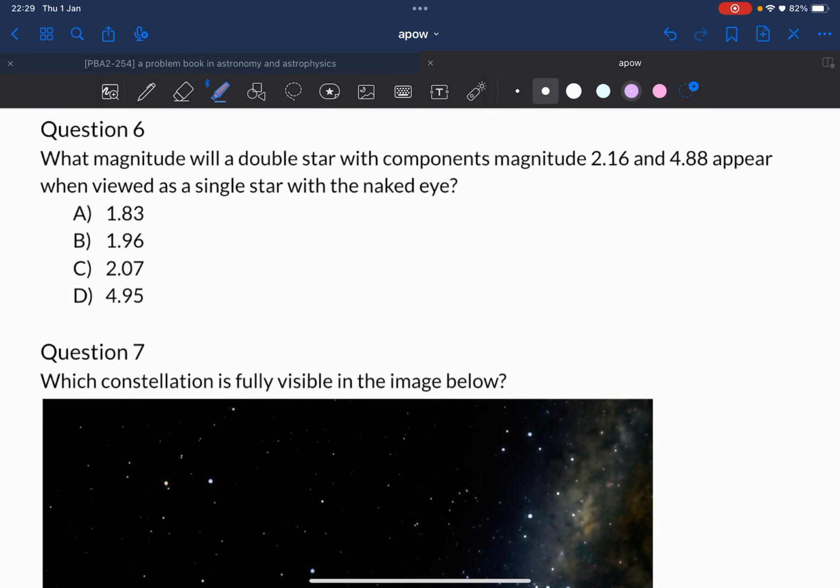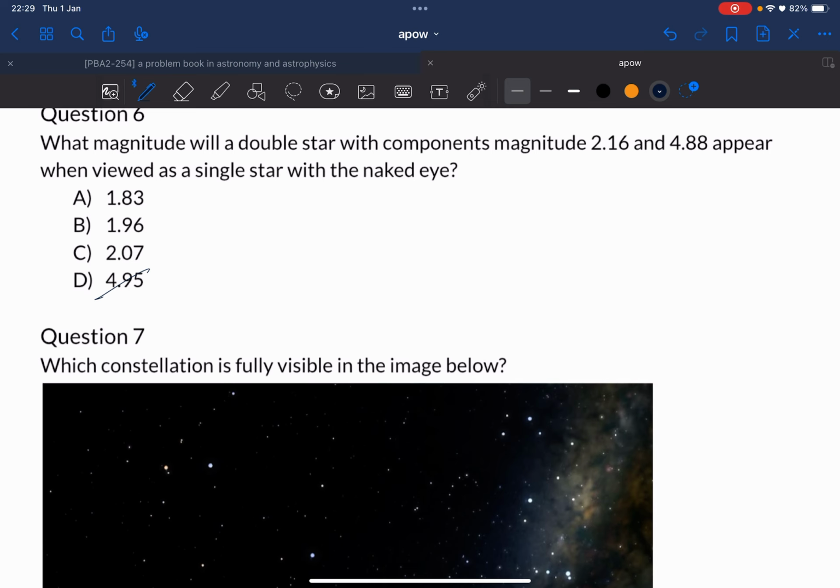This one's an intuition question. Technically, theoretically, I should do math, but I don't want to do math because you can easily just use intuition. And number one, this is wrong, because there's no way you have a magnitude of 2.16 and somehow you're 4.95. That's just wrong. And this is too much. So no, the more likely option is this.